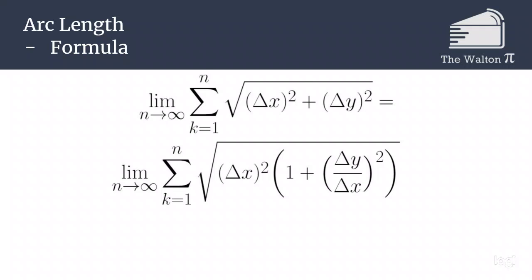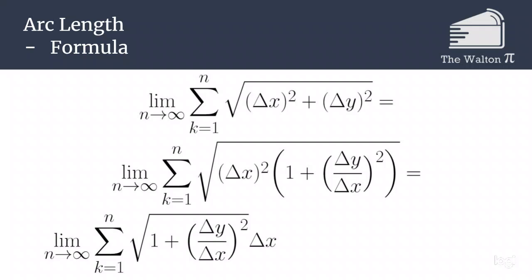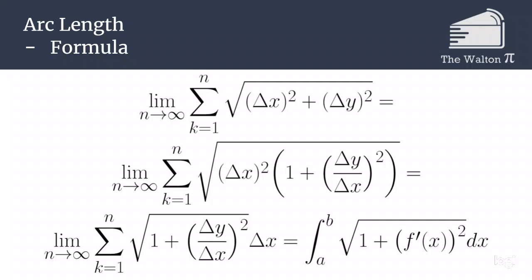What we can then do is pull out a delta x squared from everything inside the square root. We get 1 plus delta y squared over delta x squared, which is, in other words, delta y over delta x, squared. We can then pull the delta x squared out from the square root, so that becomes the limit as n goes to infinity of the sum from k equals 1 to n of the square root of 1 plus delta y over delta x squared, times delta x, which is just the definition of the integral from a to b of the square root of 1 plus f prime of x squared dx. And so this is the formula for arc length.